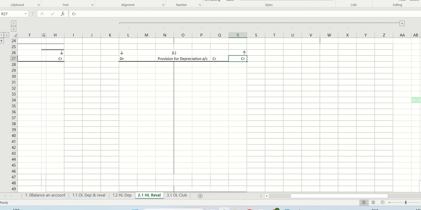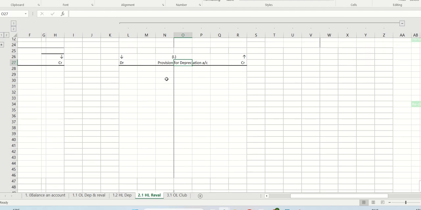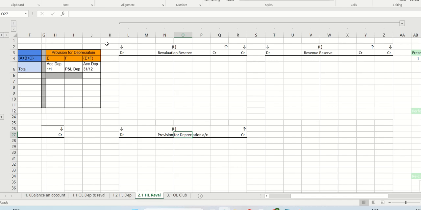We're going to credit to increase and we're going to debit to decrease. So it's a liability account. We credit to increase, we debit to decrease. Underneath that, you're going to put your revaluation reserve. On the right-hand page, you're going to have your provision for depreciation and your revaluation reserve. You use those the most.